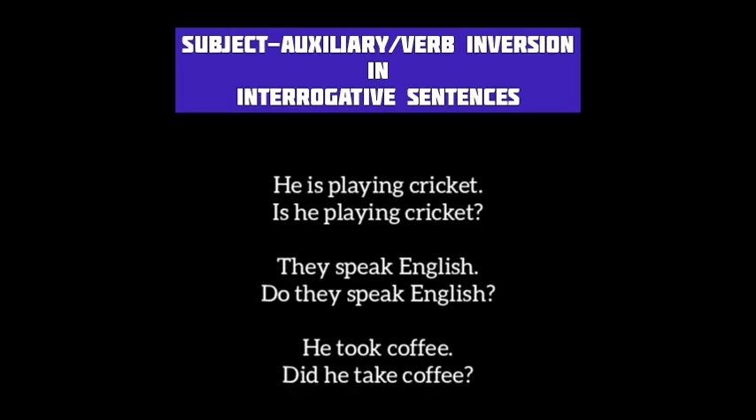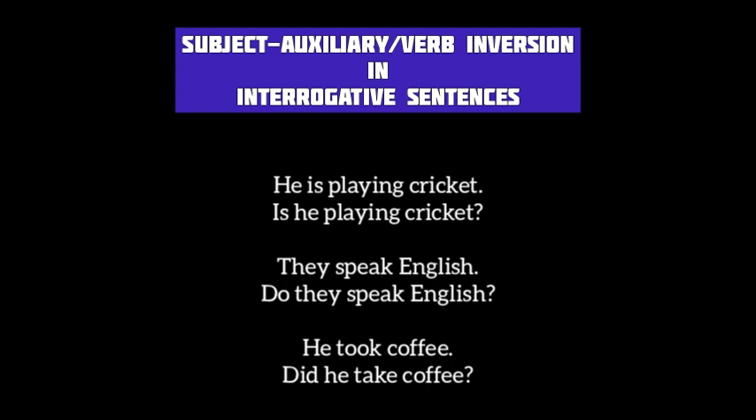Now let's study the different uses of inversion in English. First up, the subject and auxiliary verb or the subject and the principal verb inversion in interrogative sentences. You see, in interrogative sentences, the subject and the auxiliary verb are inverted to ask a question. You see, in the statement, he is playing cricket, the auxiliary verb is has come after the subject he. This is the normal word order. However, in the interrogative sentence, the auxiliary verb is placed before the subject he.